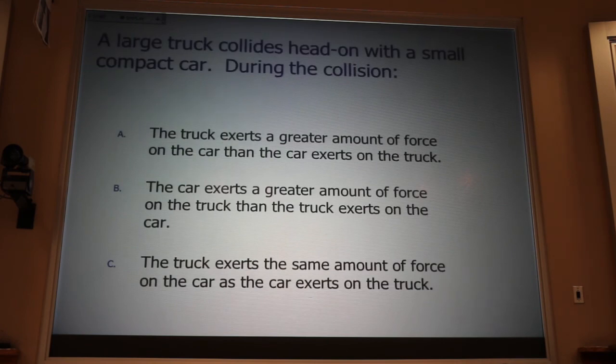Now, really quick, I'm going to brag a little bit. This question: a large truck collides head-on with a small compact car. During the collision, A, the truck exerts a greater amount of force on the car than the car exerts on the truck. B, the car exerts a greater amount of force on the truck than the truck exerts on the car. C, the truck exerts the same amount of force on the car as the car exerts on the truck. Think of what you would answer there.